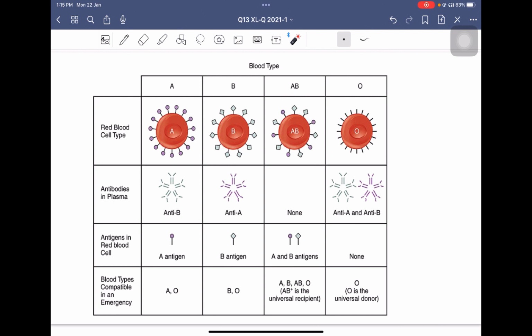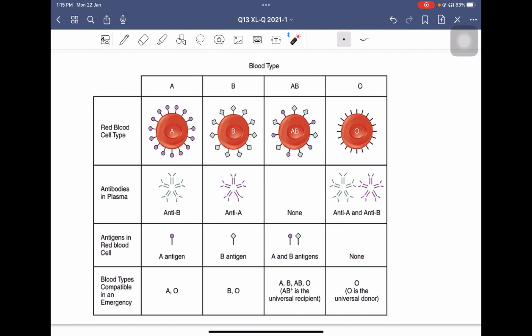Now, AB has both of these antigens, A and B. So therefore, ideally, there should be no antibodies in the plasma against the A antigen or the B antigen. Why no antibodies? Because if any one of the antibodies are present, like anti-B or anti-A, then that will destroy the RBCs. So no antibodies are present in the AB blood group, whereas in the O blood group, no antigens are present, right? No A antigen or B antigen. So therefore, both of these antibodies, anti-A and anti-B, will be present in the blood of O blood group, right?